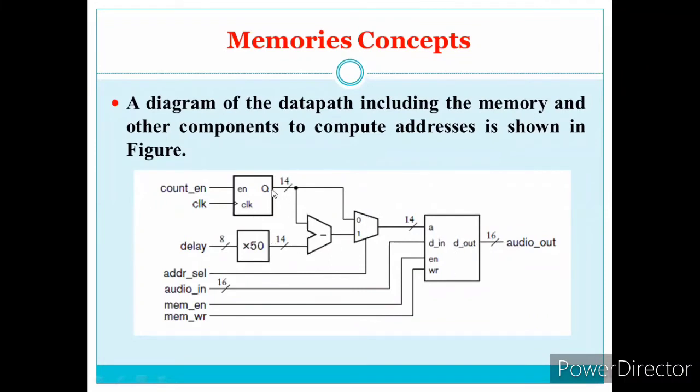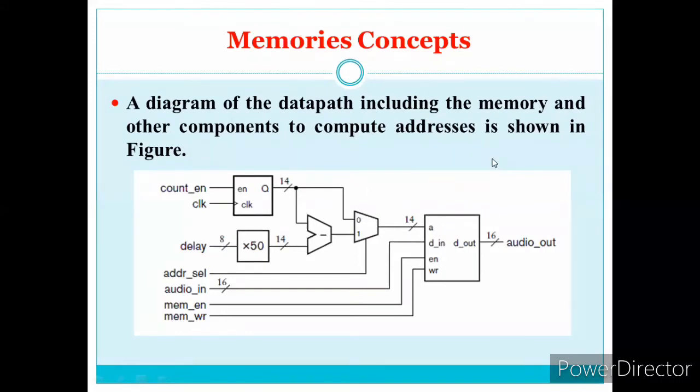Now, depending upon the delay in this combinational circuit and the flip-flop present here, the respective output is given after 50 nanoseconds. Then the clock and count enable, because the data has to be stored in a 14-bit memory location. So the diagram of the data path, including the memory and other components to compute the address, is as shown.